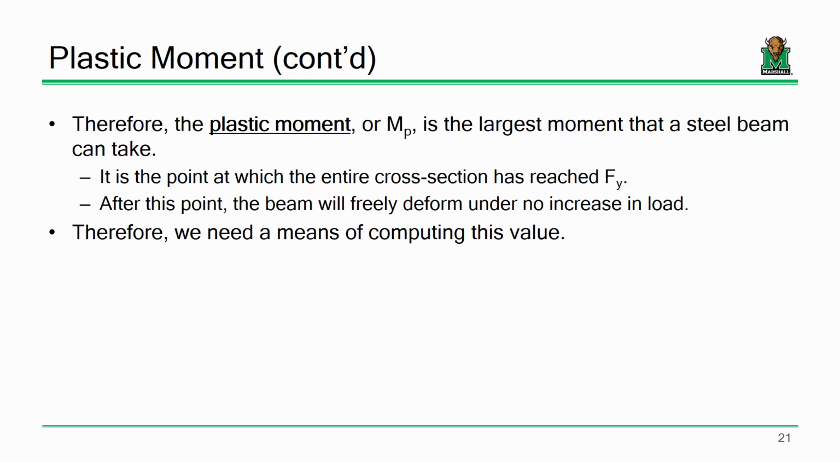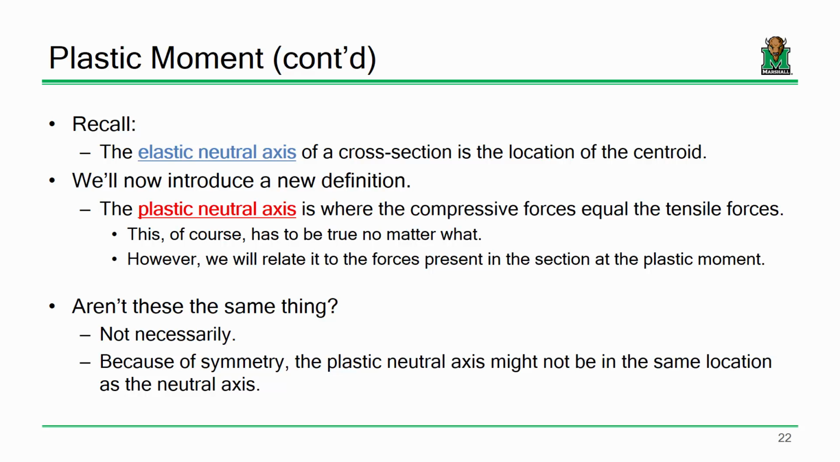Now, we need a means of computing this value. It's actually pretty straightforward. I want to introduce two different definitions. Everybody in this room should have an understanding of what a centroid is. How do you calculate a centroid for a cross-section? It's the sum of AY over the sum of A. Another term for that is the elastic neutral axis, where the moment of inertia is based, where sigma equals My over I. Your elastic stress distributions are based off that axis.